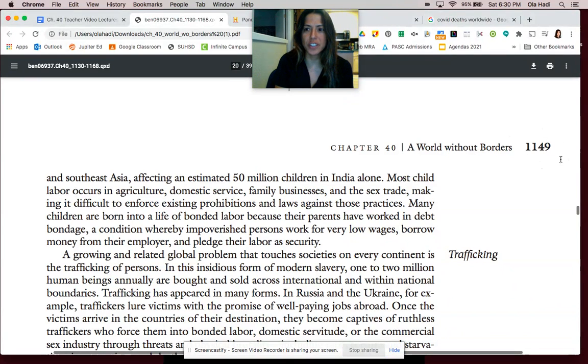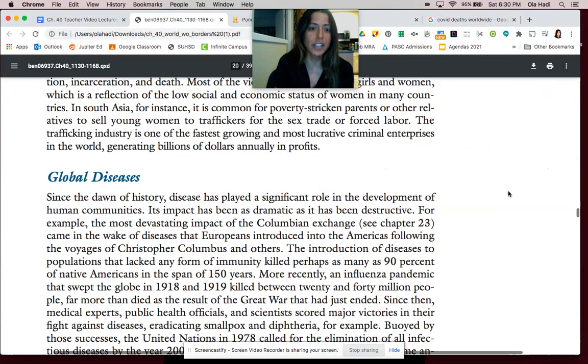We're going to use the Traditions and Encounters textbook by Dr. Bentley, starting on page 1149, to look at global diseases.